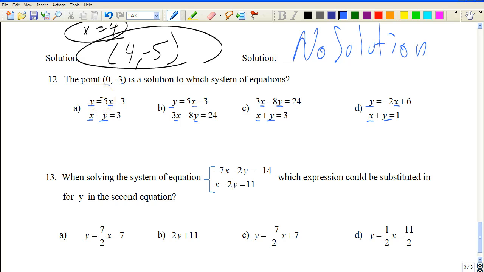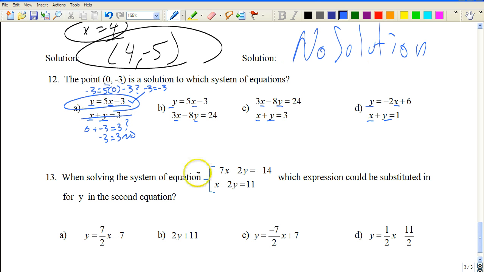So I'm going to put it into the first one. Negative 3, is that equal to 5 times 0 minus 3? Put x in for x, put y in for y. Is that true? That's negative 3 equals negative 3. So that's true. That guy checks out. Let's see if the second one checks out. 0 plus negative 3, is that equal to positive 3? No, negative 3 is not equal to positive 3. So this one doesn't check out. But we did know that this checks out, so let's see which ones have that.